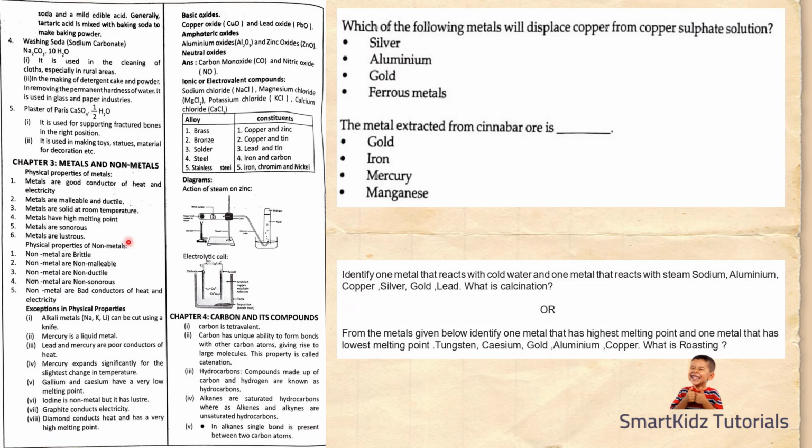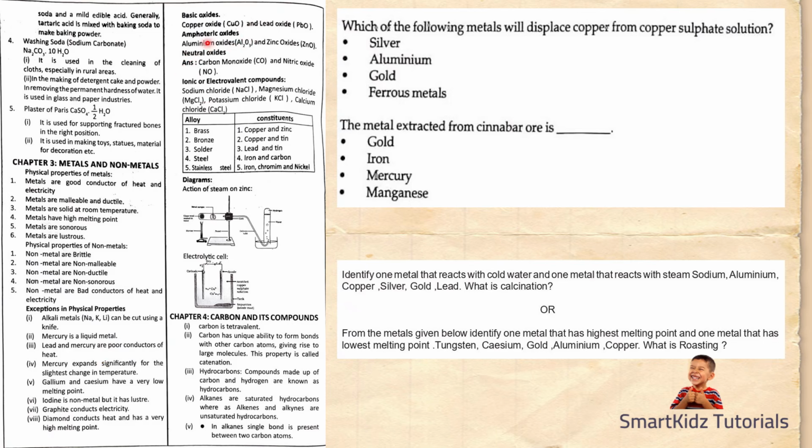Then you have graphite, which is an allotrope of carbon, and it conducts electricity. We said non-metals are bad conductors of electricity, but graphite conducts it. Diamond is another one, it conducts heat and has a very high melting point. Then you have gallium and cesium that have a very low melting point. And lead and mercury, being metals, are poor conductors of heat. So some anomalies are there, and of course you should know about them.